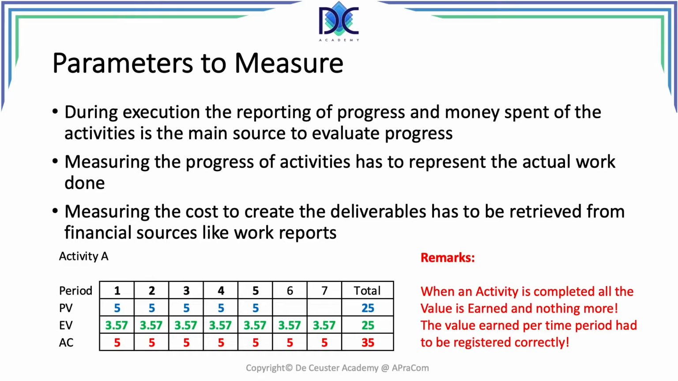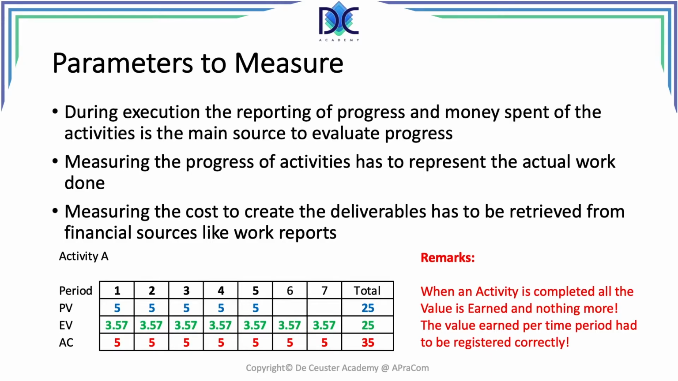The cost is deduced from the financial reports of the project, and in this case, every period that the person or people were working on creating the deliverables, it represented a cost of 5K. Since the activity took 7 periods, the people were working 7 periods on creating the deliverables, which gives us a cost of 7 times 5, which is 35K.